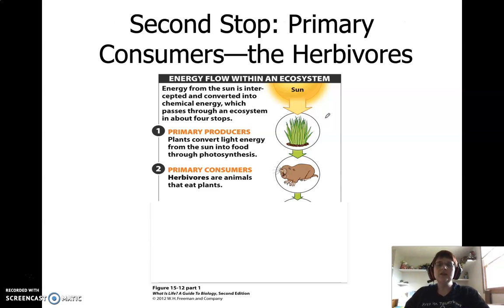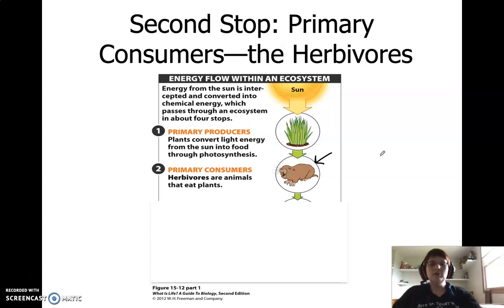Next stop is going to be our primary consumers. You may have also called these guys herbivores. So herbivores are just animals that eat plants. I think this is some sort of little mole, vole. We've never figured out what he is in all the time I've been teaching out of this book. We'll just call him a rodent. So we've got this little rodent. He's going to eat our plants. So now the energy's gone from the sun to the plants to our herbivore, to our primary consumer.